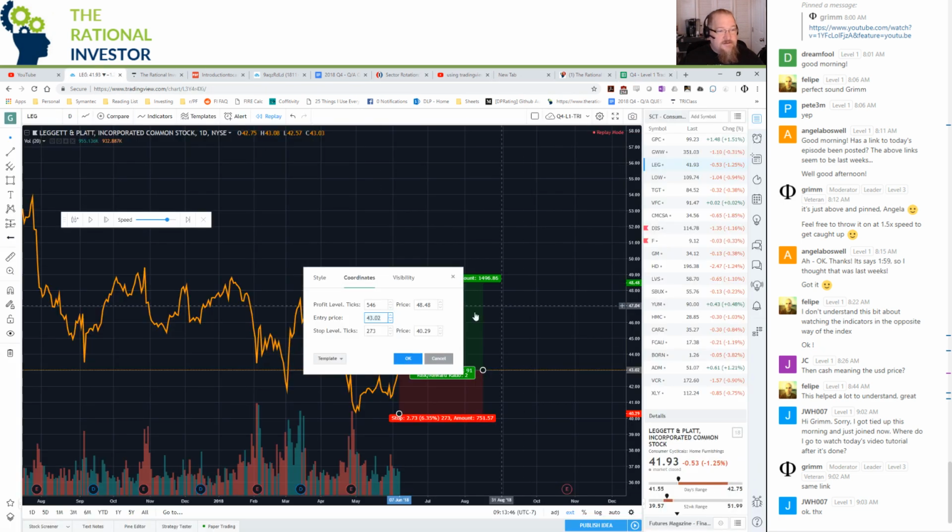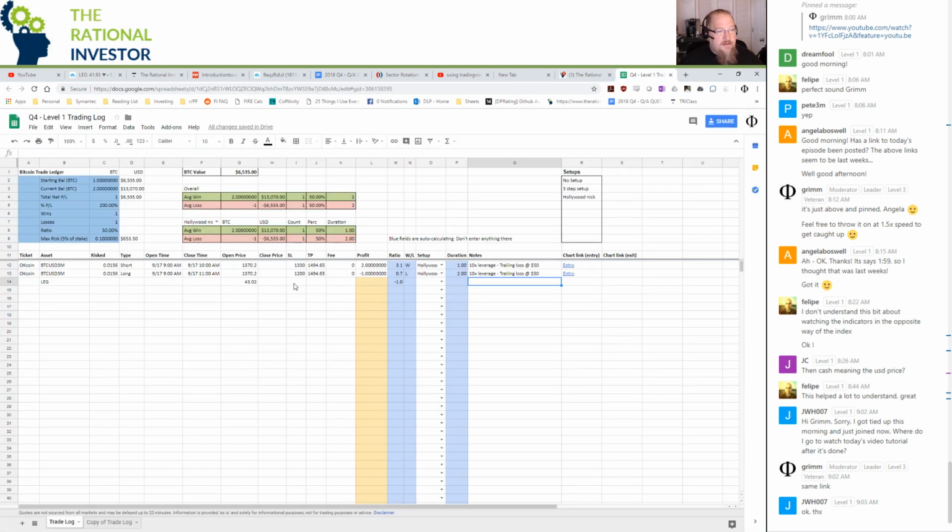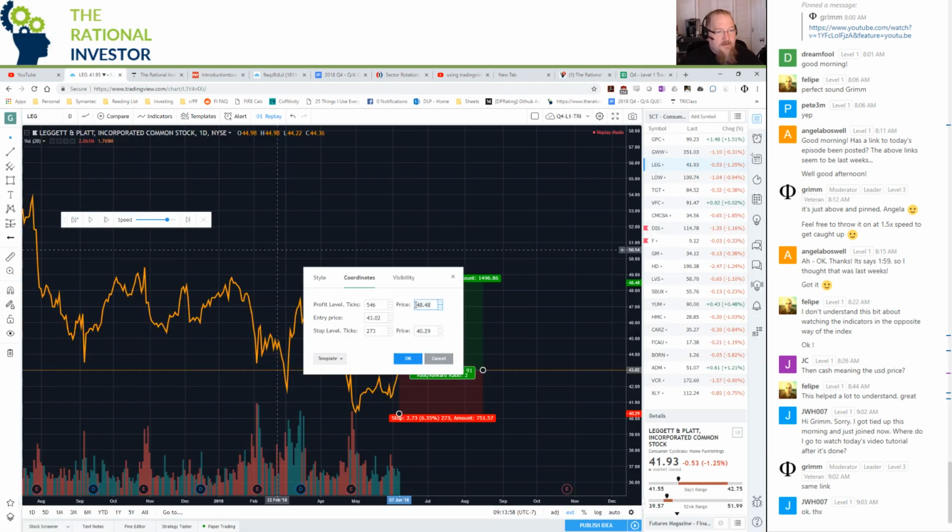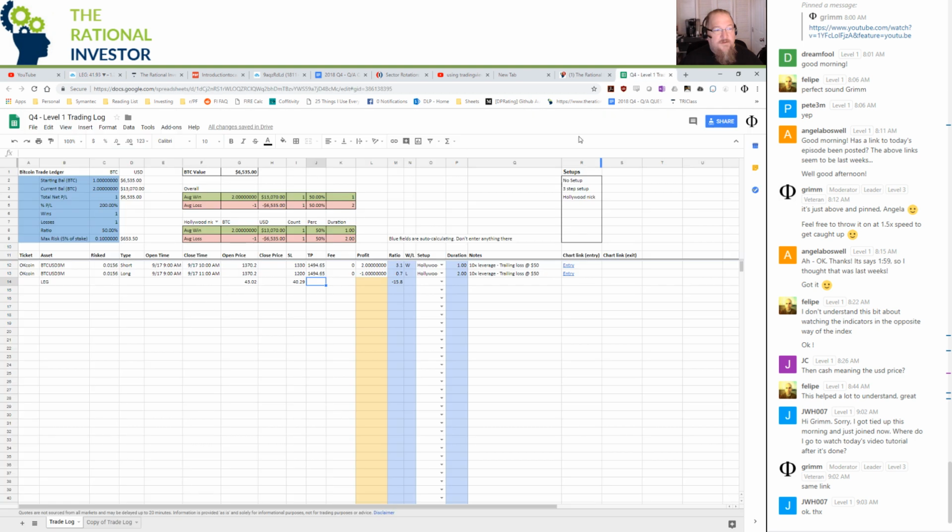So what I would do is this. We're going to stop loss here. Control C to copy. Put that in there. Come back to it, select it all, Control C to copy. I'm hitting Control V to paste, just to be clear. This will automatically calculate your risk to reward ratio as well, so you get to see that confirmed. Don't worry about entering anything else in here for right now.